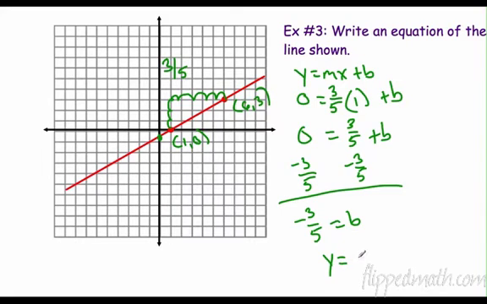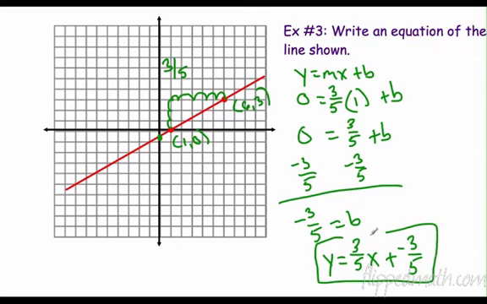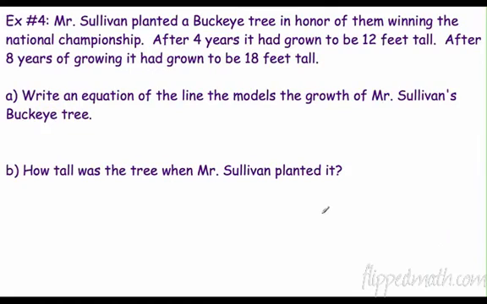y equals m. What's my m? I found my m was 3/5, x plus b. What's my b? Negative 3 over 5. Now I think we've talked about this, but remember, adding negative 3/5 and subtracting a positive 3/5 is the same thing. Okay, let's try another one.